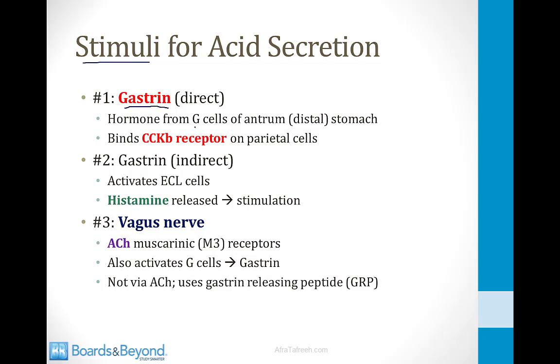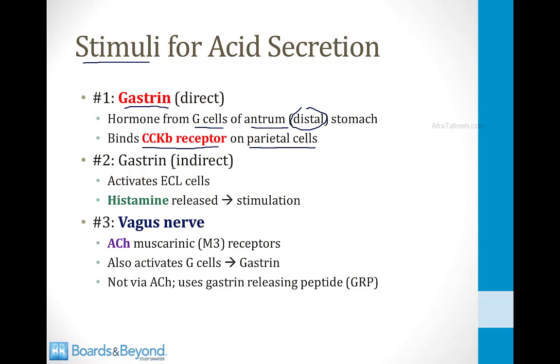Gastrin is a hormone that comes from G cells in the antrum portion of the stomach. That's the distal portion of the stomach close to the duodenum. Gastrin can bind to a receptor called the CCKB receptor on parietal cells, and when it binds, it triggers them to secrete hydrochloric acid.